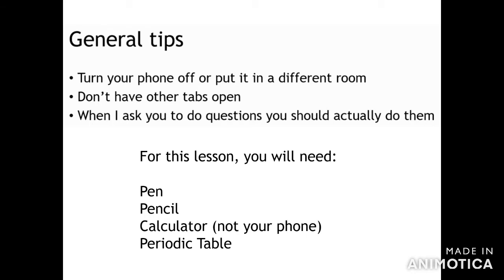Most importantly, make sure you have in front of you a pen, a pencil, and a calculator, which is not your phone calculator, an actual calculator, and a copy of the periodic table. You do have a copy of the periodic table in your planner, and you also have one in the back of your chemistry book. Either will do, they are basically both the same information. If you haven't got those things, pause the video and go and find them.